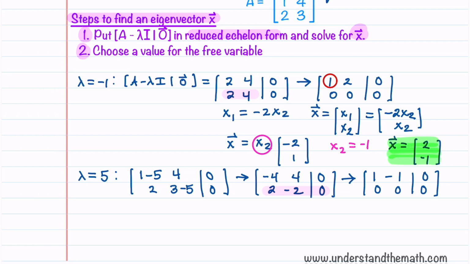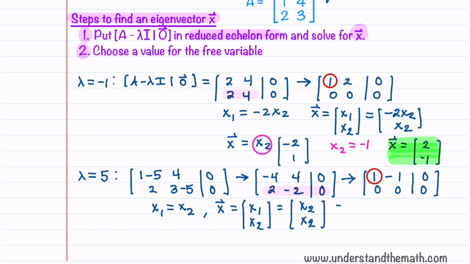We'll now solve for x. There's our pivot, and that tells us that x1 is equal to x2. So our vector x, which is x1, x2, becomes the vector x2, x2. And then we'll pull the free variable out, and we're left with a vector 1, 1. The last thing we need to do is choose a value for x2. I'm just going to choose it to be equal to 1 because that's going to give us a very nice value for our eigenvector. And that gives us an eigenvector x equal to 1, 1.